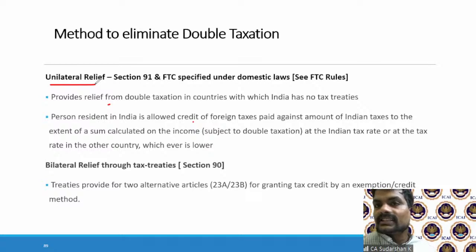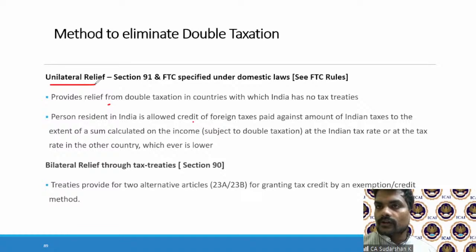That is just like how your TDS is. I will give you as a credit. So from the overall tax that you need to pay, you can deduct it. So that's why it's called a credit. Just like how we say input credit for GST, or we say, how much is the TDS credit available? Similarly, what is the foreign tax credit?